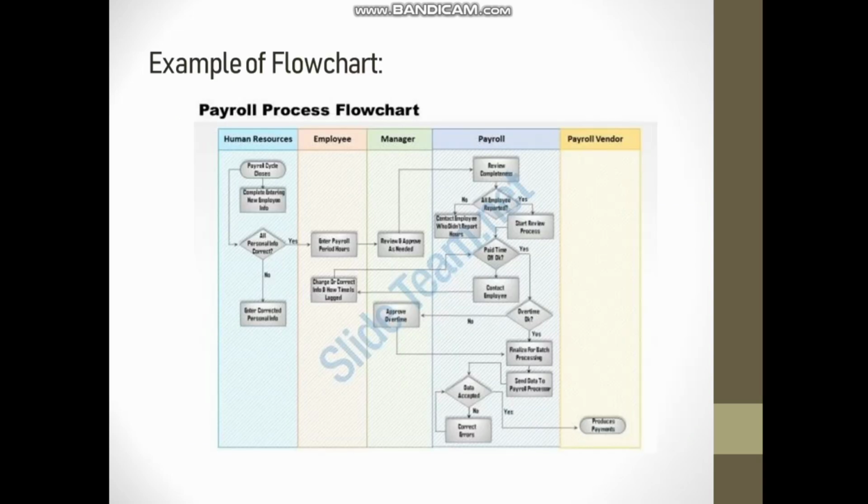This is the example of flowchart. In the payroll process, we have human resources that will go to the employee and will go to the manager, to the payroll, and lastly to the payroll vendor.